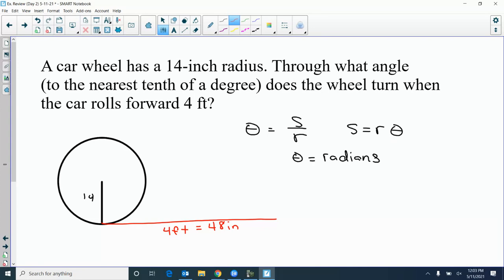Now, when it rolls forward, that distance is basically going to wrap around the circle. That's going to be the arc length. So as it rolls, there's your arc length. This is our angle. And so our arc length will be that 48. Find that angle. So theta equals S, which is 48 divided by 14.